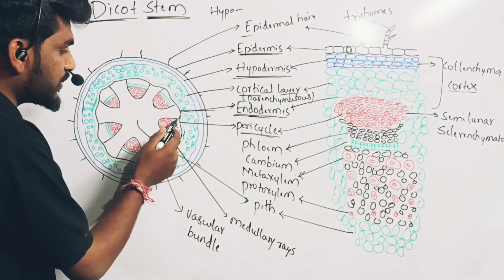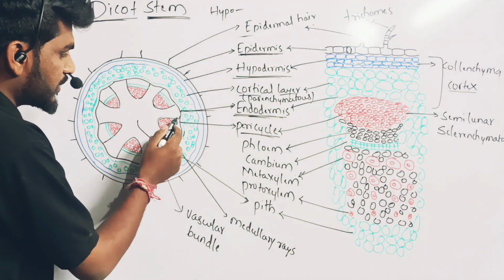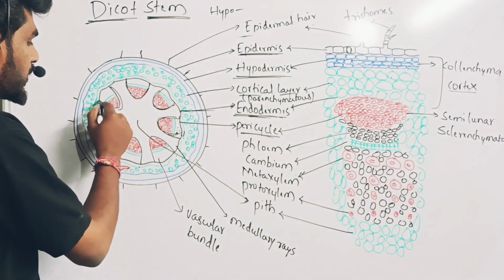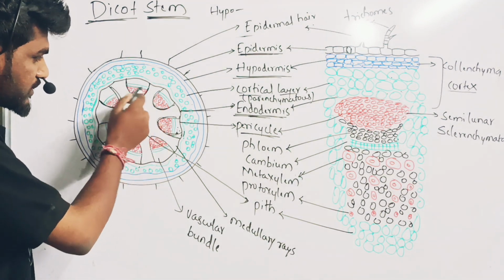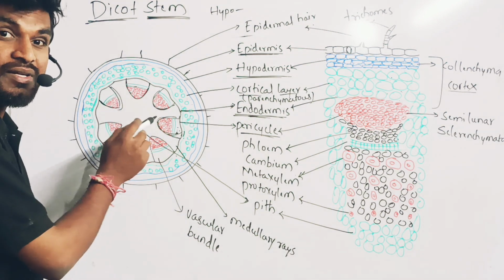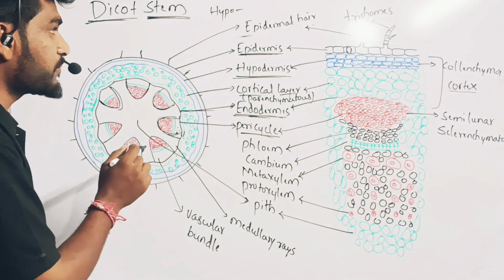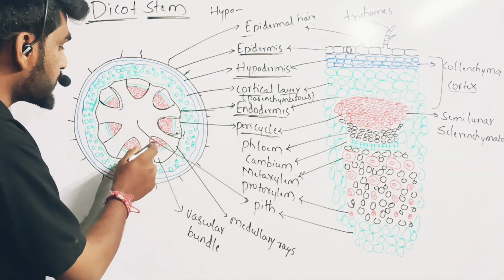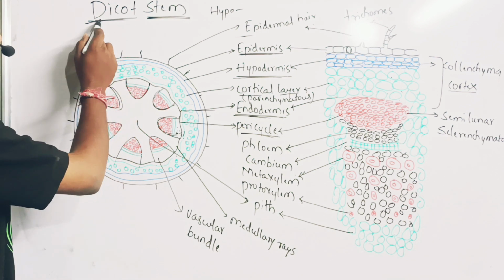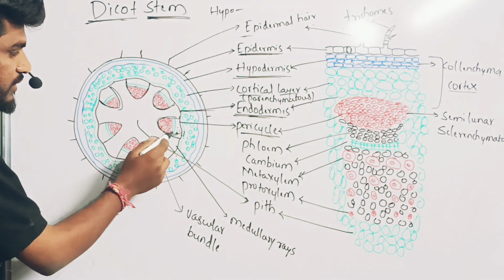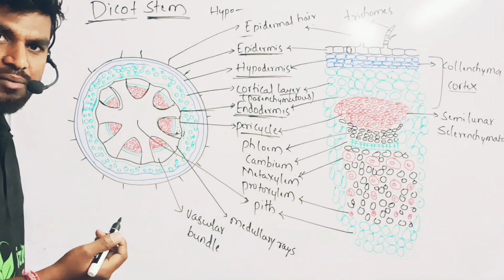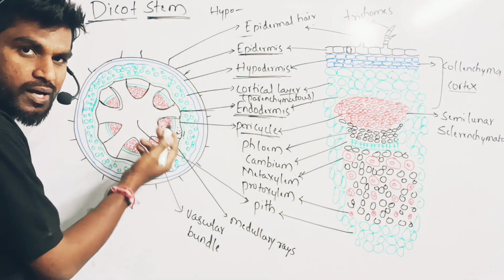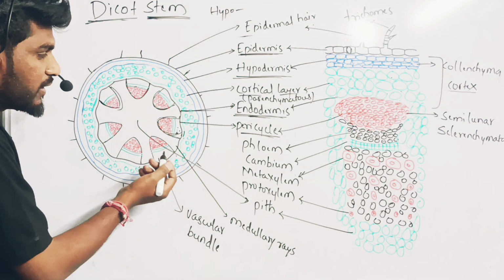some vascular bundles will be present. These are the vascular bundles, which are arranged in the form of a ring. This ring arrangement you can see in the stem. It is a special character of dicot stems. Ring arrangement of vascular bundles is a special character of a dicot stem. Vascular bundle means what? If xylem and phloem are present together, we call them a vascular bundle.